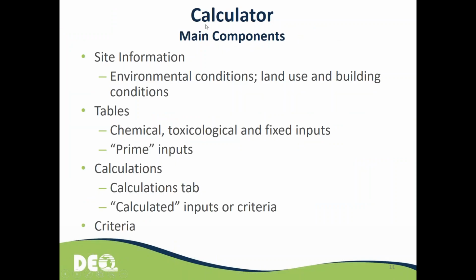So we'll come back to the main components, like we just talked about, which appear in those tabs. We have the site information, or the questions, that we'll complete and walk through. It asks questions on the environmental conditions, the land use, and the building conditions. It goes out and identifies the chemical, toxicological, and fixed inputs, which we are calling the prime inputs for the presentation. It grabs that information from the tables in the rules and does all the calculations for you. So even though you're going to see some equations with a lot of math, you don't have to be a math wizard to get it done. The calculations tab will follow the rules and the equations, fill in the inputs, and do all the calculations for you. And finally, there'll be a results tab, or criteria tab, that identifies the VI Tier 2 and the VI Tier 3A values.